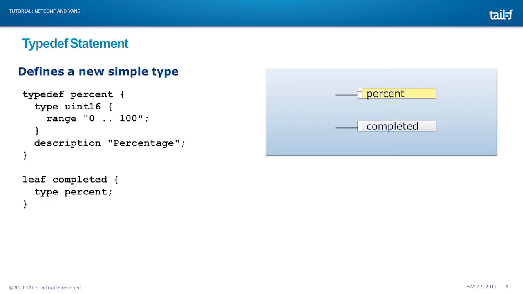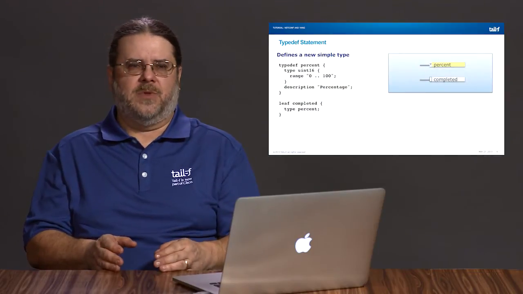So here we have an example where we're defining a typedef called percent. It's based on the unsigned 16-bit integer base type, but it has added a restriction where it can take a range of 0 to 100. So when we have this leaf called completed, it has a type called percent. So completed can take the values of 0 to 100 as a result. In ConfD, this sort of syntactic constraint of 0 to 100 is automatically enforced by ConfD when you enter your data. You don't have to write any syntactic validation code for your system when using ConfD because we automatically enforce that from the YANG definitions.